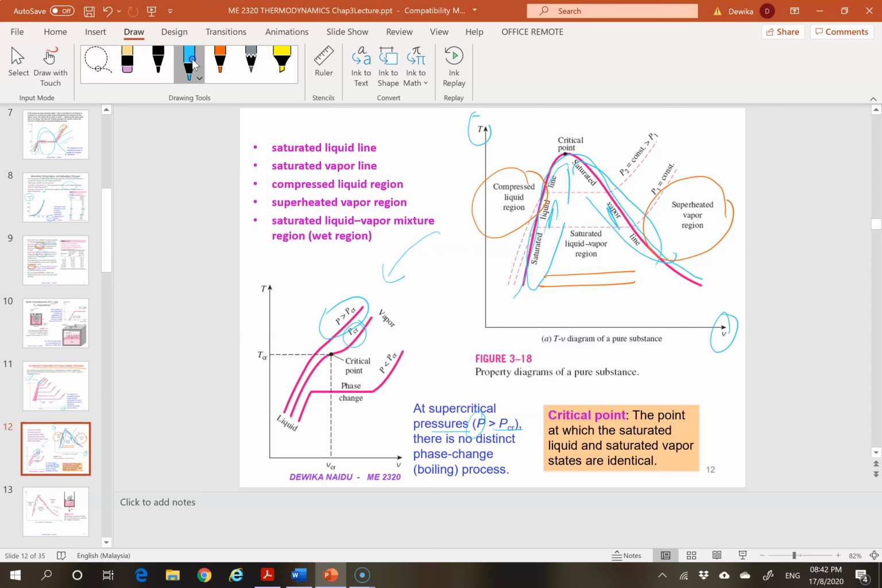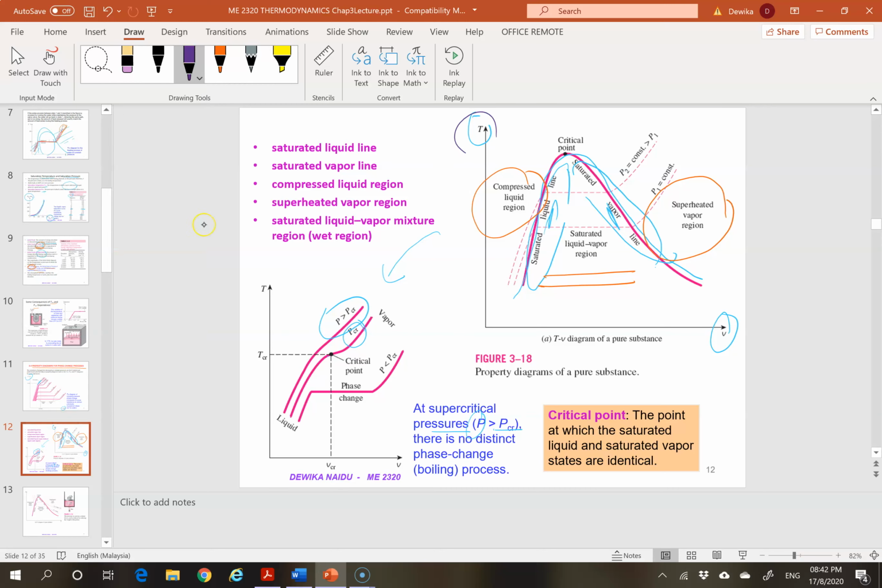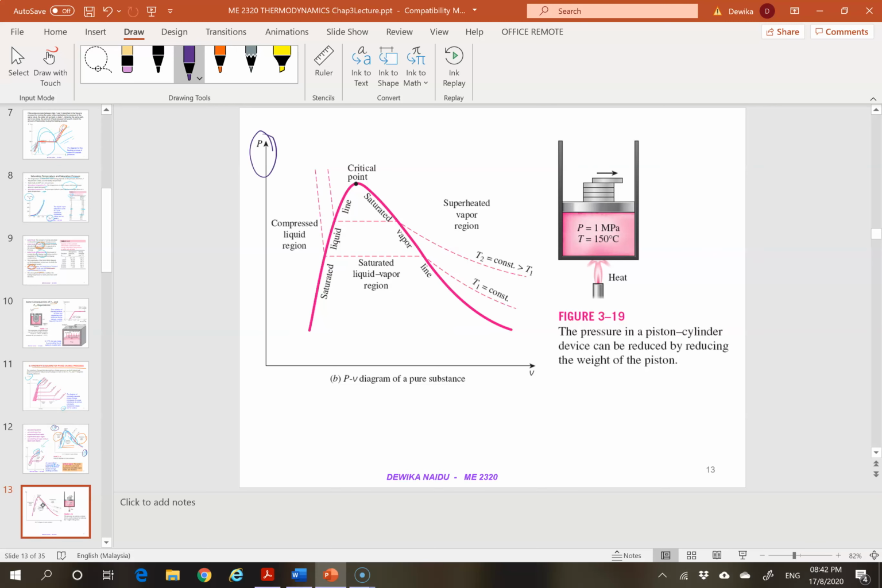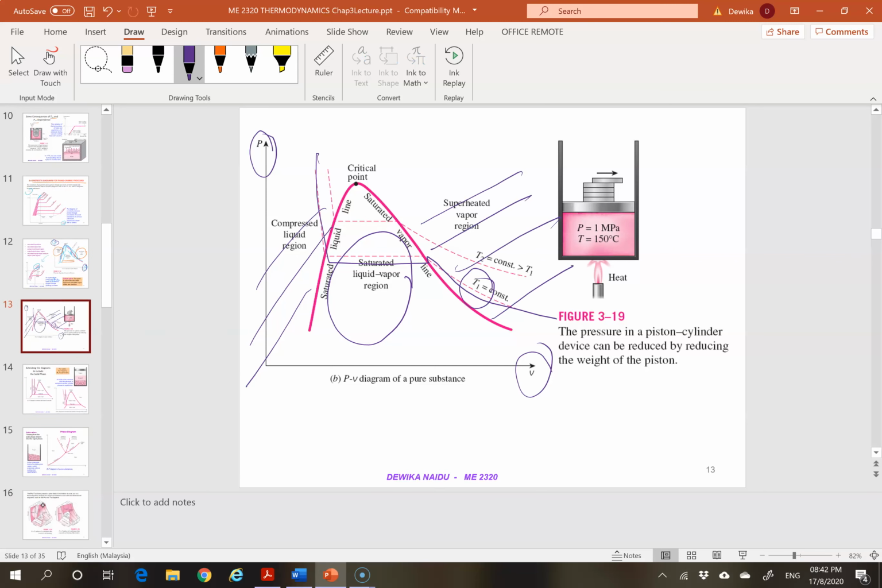Okay, so let me just repeat. This is your TV graph. Now, the same graph can also be plotted as PV. But what happens here is that this would be reversed. Can you see that? Just now, this was pressure, isn't it? Now, this is temperature. But this region is still compressed liquid. This region is saturated liquid-vapor. This is also superheated. Everything remains the same. It's just that the curvature is a bit different.